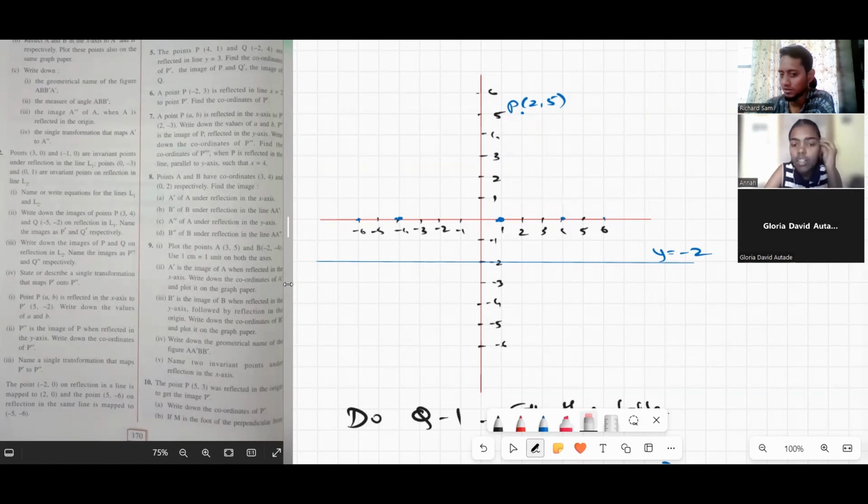See, because 2 down and 5 up. See, from the x-axis you count. 5 units up, that's why 5 here. And this is 2 units down. So that's totally 7 units above the mirror. So the image will be formed where?